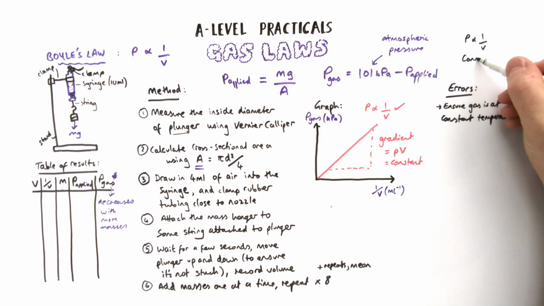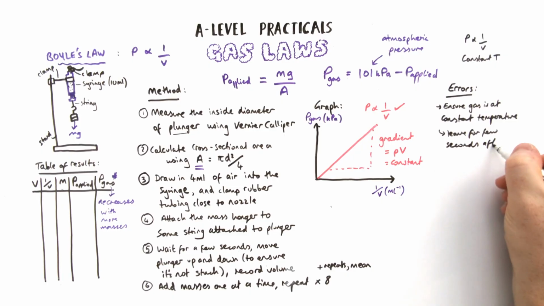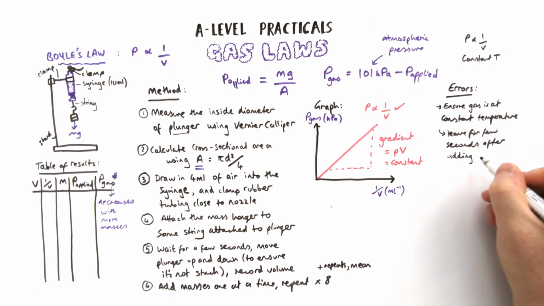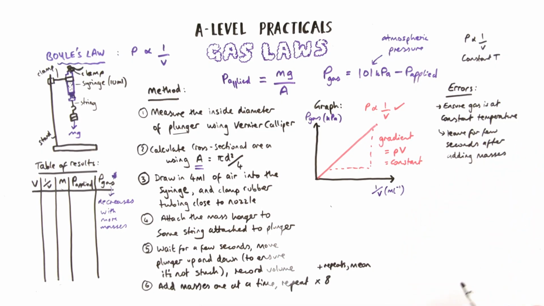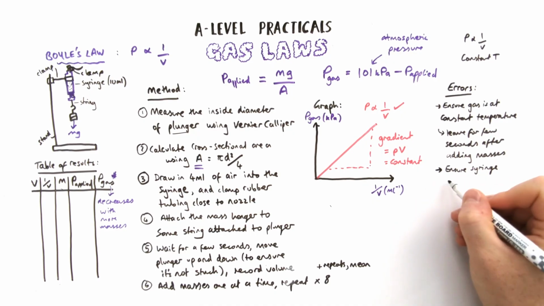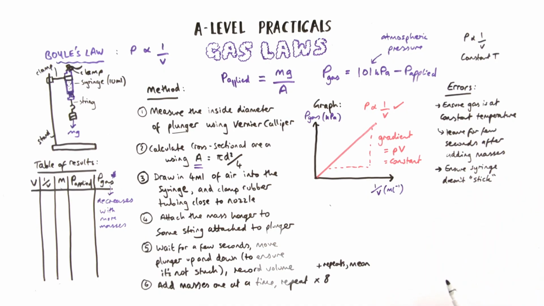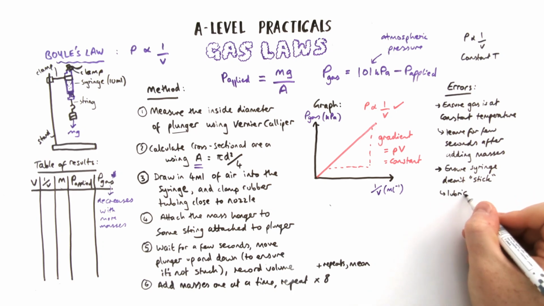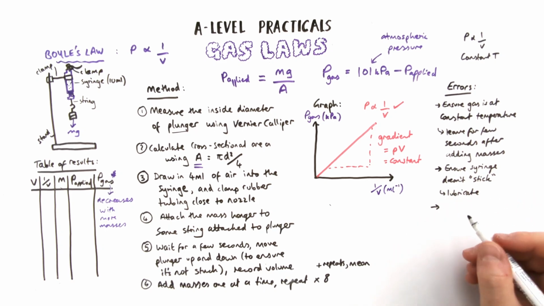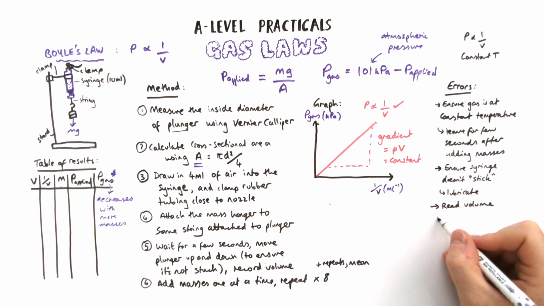So we need to make sure when we apply pressure to the gas, we leave it for a few seconds after adding masses so that it maintains a constant pressure with its surroundings. We also need to try and ensure that the syringe doesn't stick to its holdings. How we do that is we give it a little wiggle, like we mentioned earlier, to make sure it's free to move. If that doesn't work, you can lubricate it. Otherwise, there's no point doing the whole practical because it will go up by smaller amounts than it should.